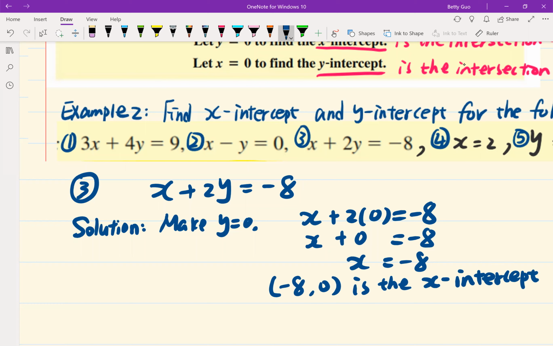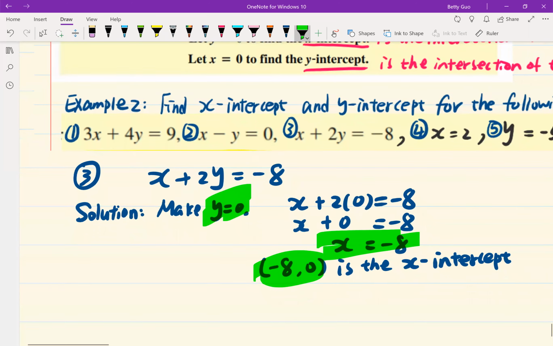Let me repeat it. In order to find the x-intercept, we make y be 0 to solve for x. And then you would have a value of x, you have a value of y, and that gives you an ordered number pair. And that ordered number pair is the x-intercept of the equation, okay?